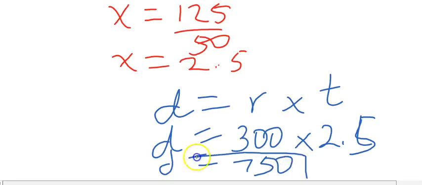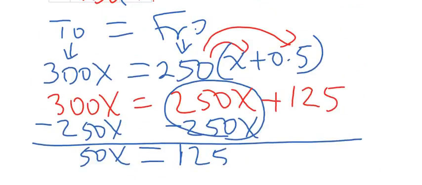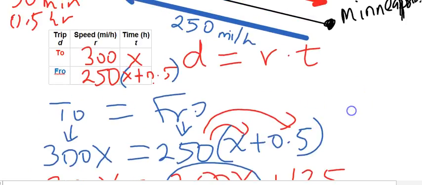And just like I said, this distance is going to be the same thing. So if you check it for the other one, for coming back, plug in x here. What was x? 2.5. So 2.5 plus 0.5 is 3, and 3 times 250 is 750. So the same thing. The distance is the same, so it doesn't matter whichever one you use. Okay?